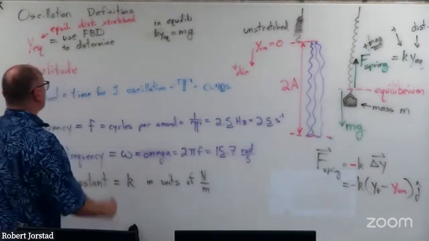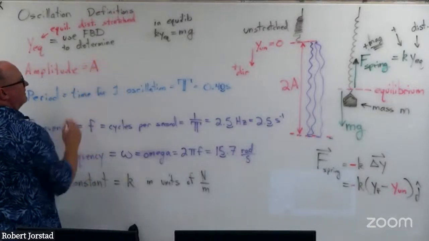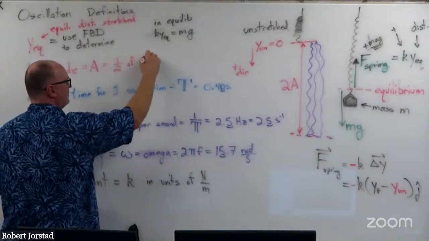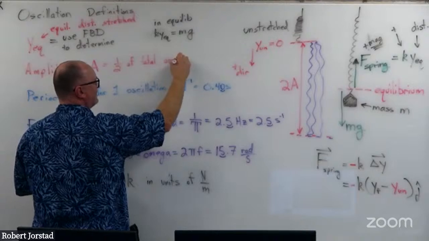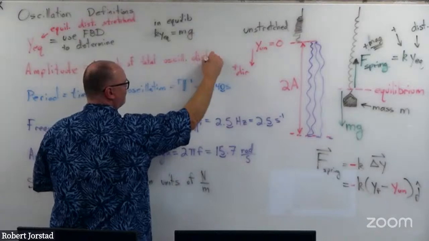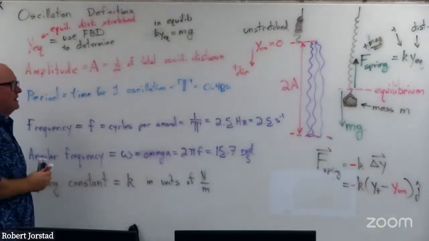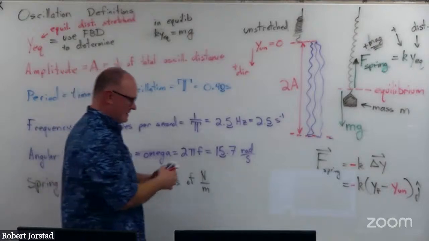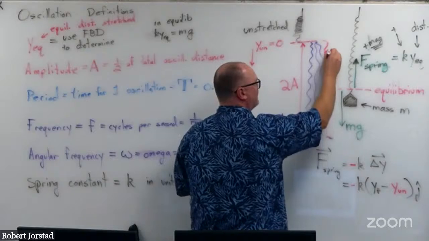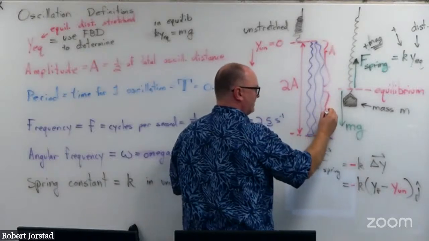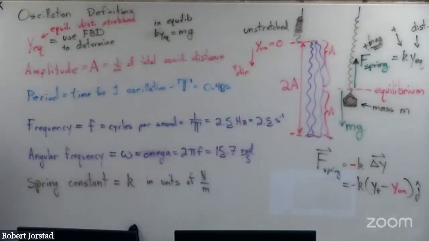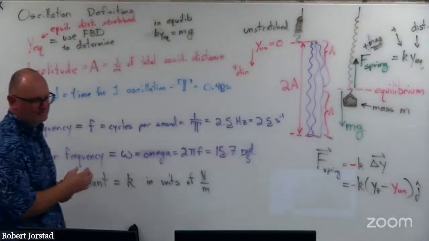So the amplitude is going to be letter A, and it's half of the total oscillation distance. All right. So in this case, notice you could say this another way. It goes distance A above the equilibrium position, but it also goes distance A below the equilibrium position in this case, as it oscillates up and down. All right.